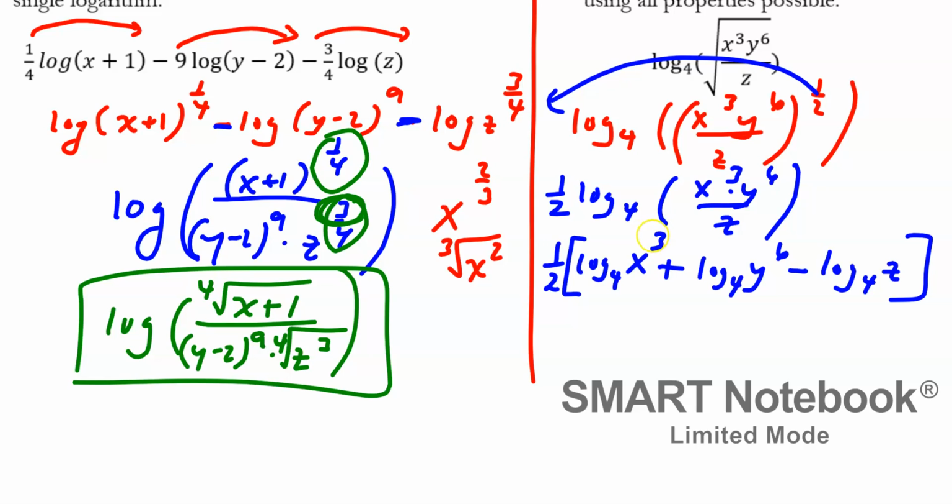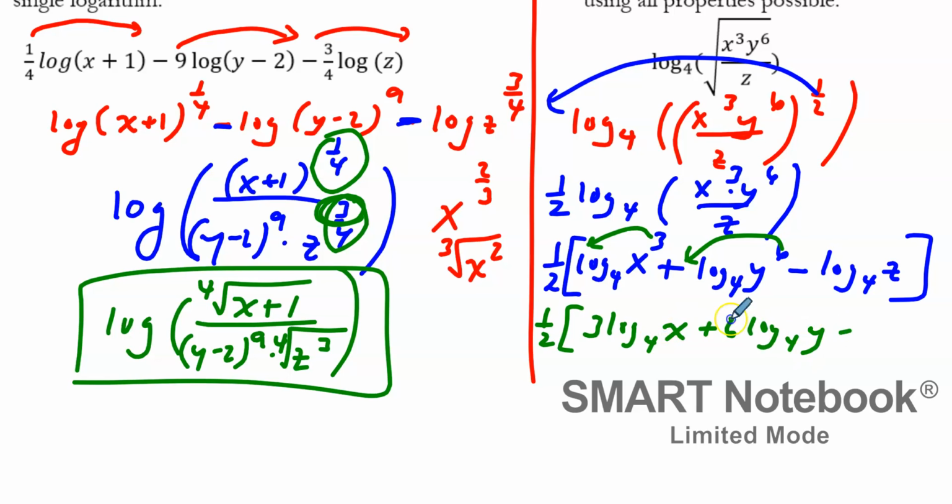The next thing we want to do is bring the exponents down front because we're still trying to expand. This 1/2 is still hanging out in front though. So we have 3 log base 4 of x plus 6 log base 4 of y minus, technically there's a 1 there, but bringing that down makes no difference. So log base 4 of z.